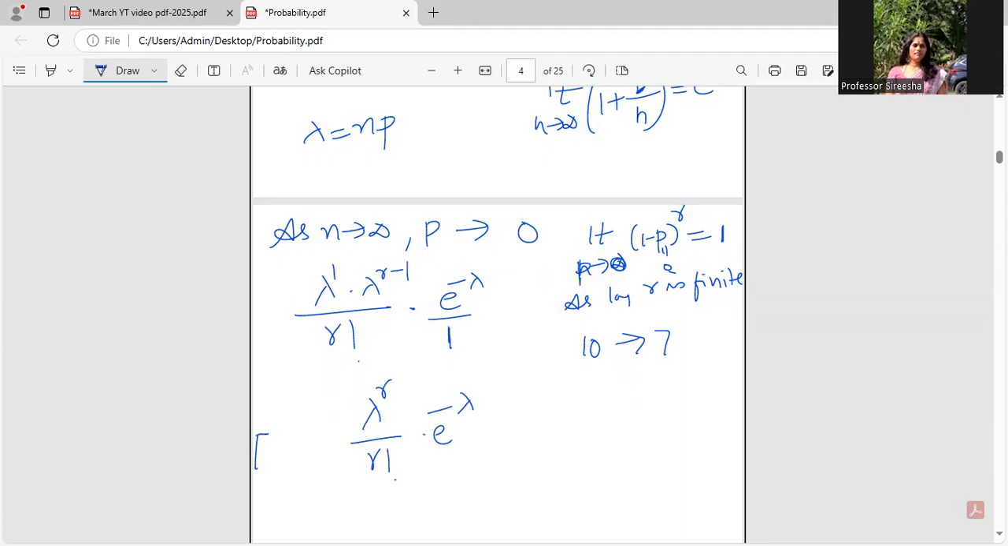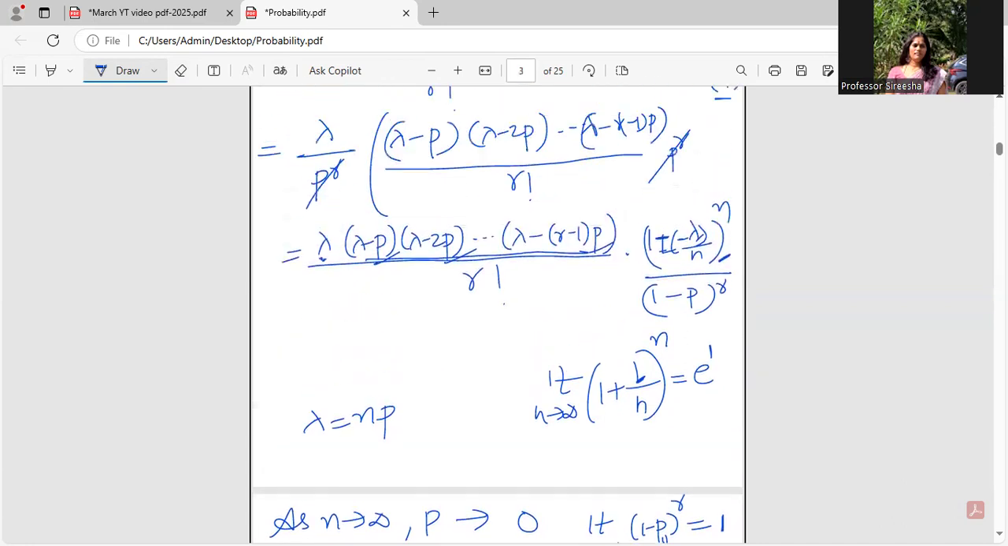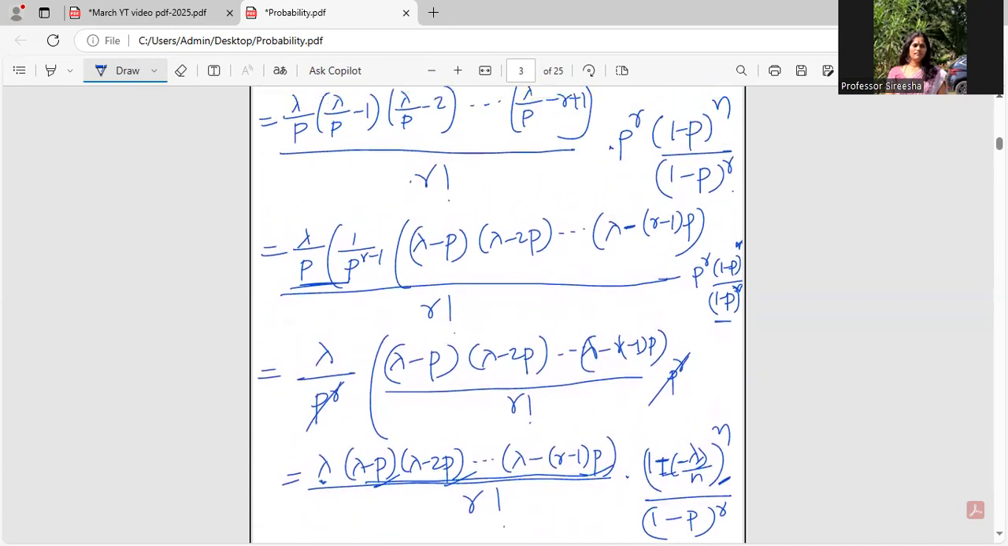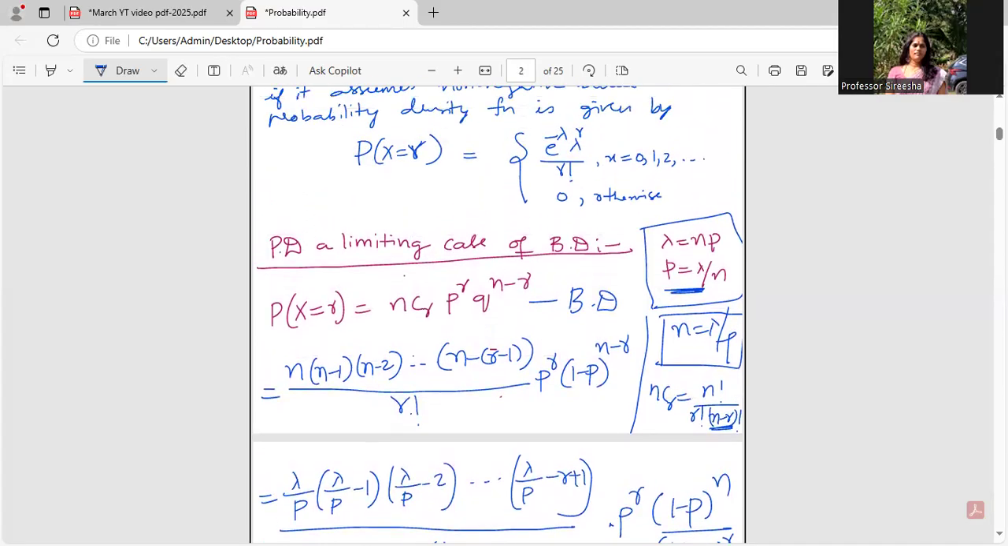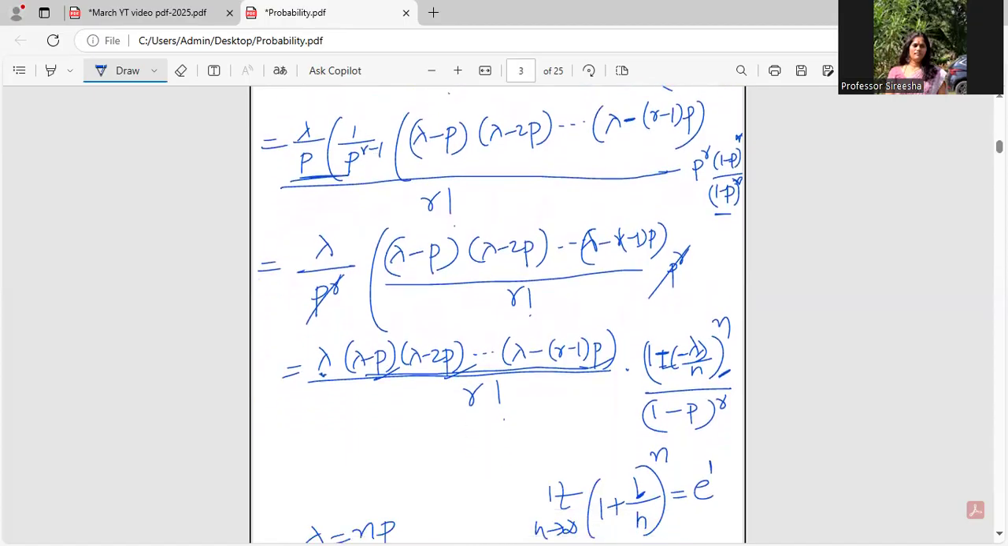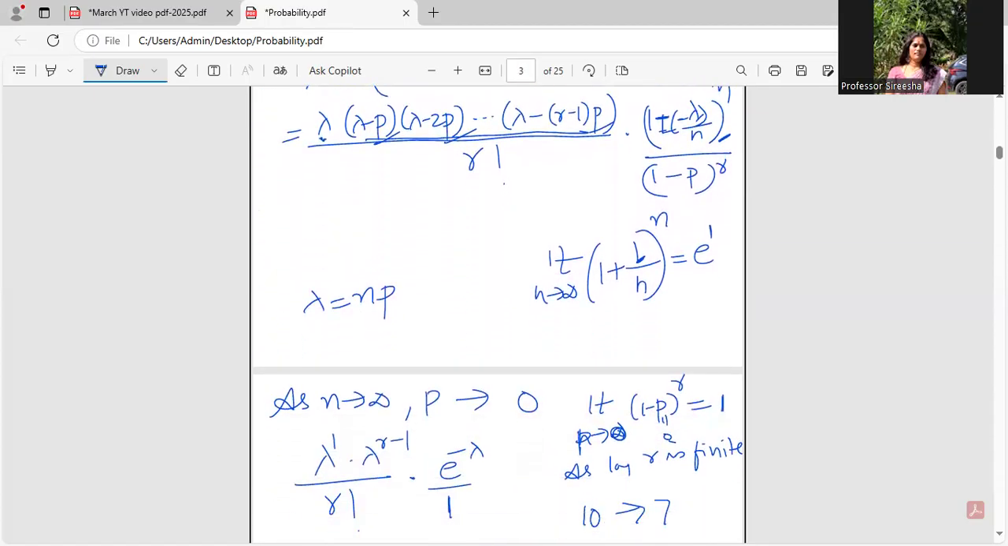I have considered the binomial distribution, P of X equal to r. I said it's a limiting case. What's the limiting case? The limit is as n tends to infinity. Whenever you are saying a limiting case, that means you are considering the case when n tends to infinity. That's why I have considered n tends to infinity here. I have rearranged things, and after rearranging, I have considered n tends to infinity.